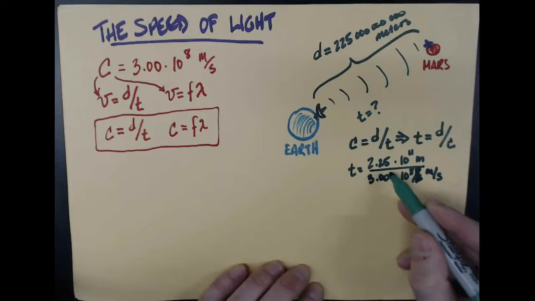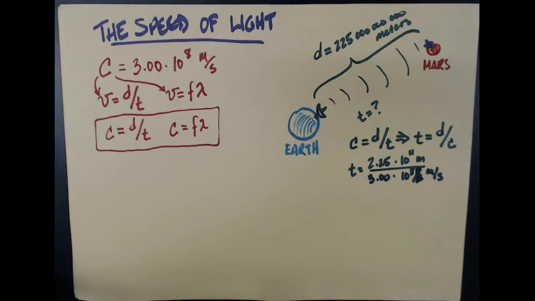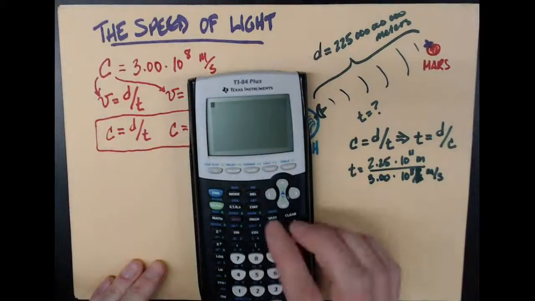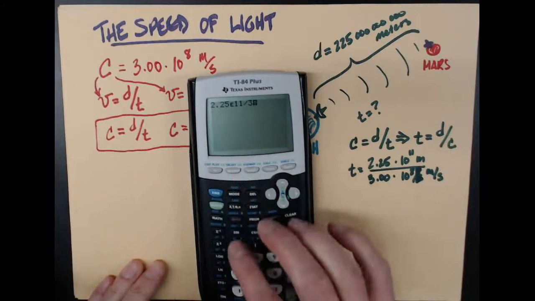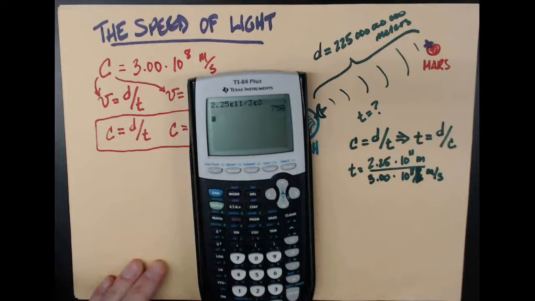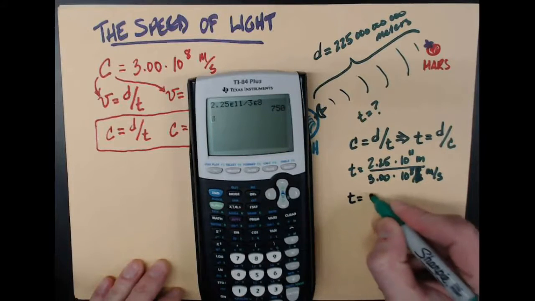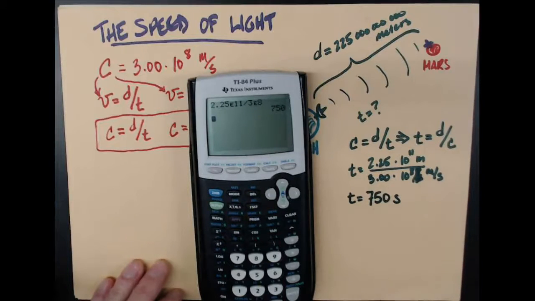So what's 2.25 times 10 to the 11th divided by 3.00 times 10 to the 8th? Okay, so here we go. 2.25 E11 divided by 3 E8 gives us 750. So T is equal to 750 seconds.